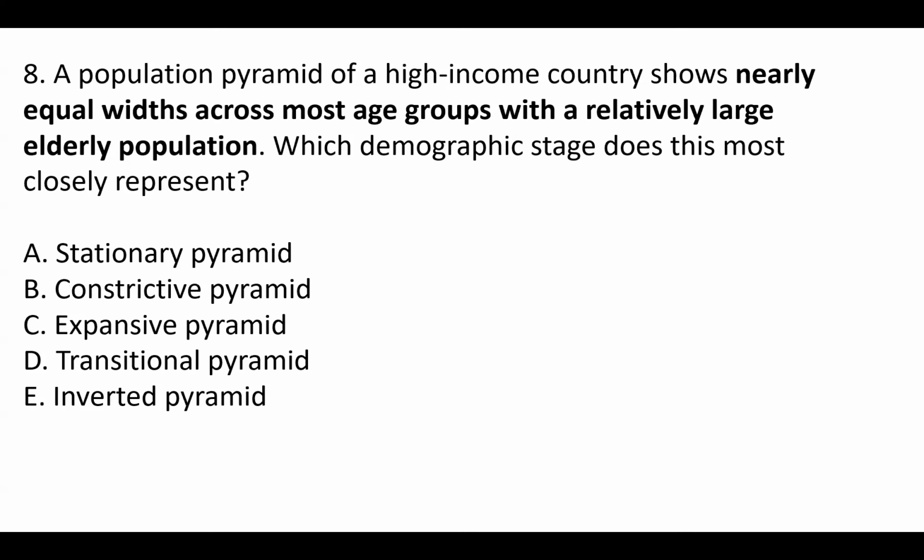The next MCQ: a population pyramid of a high-income country shows nearly equal width across most age groups with a relatively large elderly population. Which demographic stage does this most closely represent? Stationary pyramid, constrictive pyramid, expansive pyramid, transitional pyramid, or inverted pyramid? A, yes, it is a stationary pyramid because it has nearly equal widths across most age groups, so it is stationary.